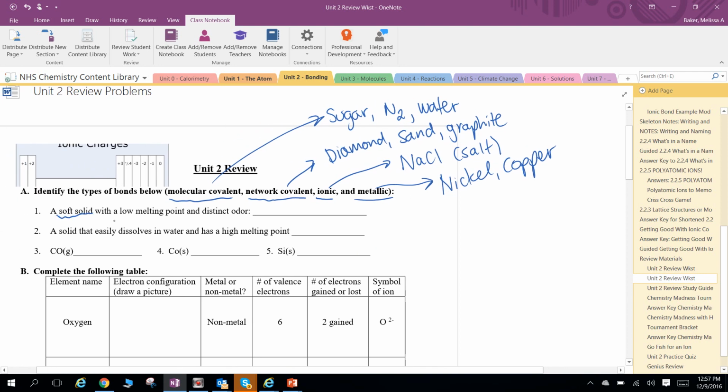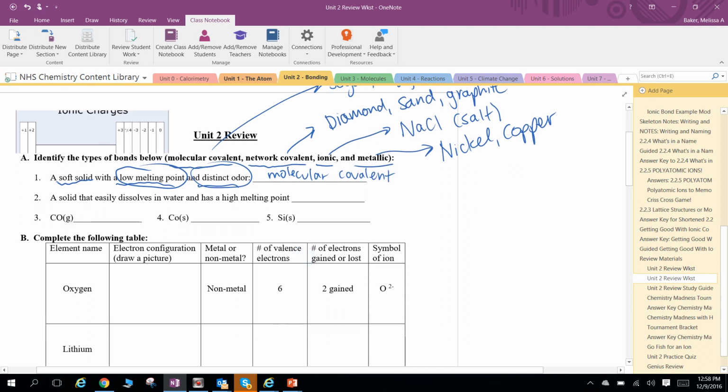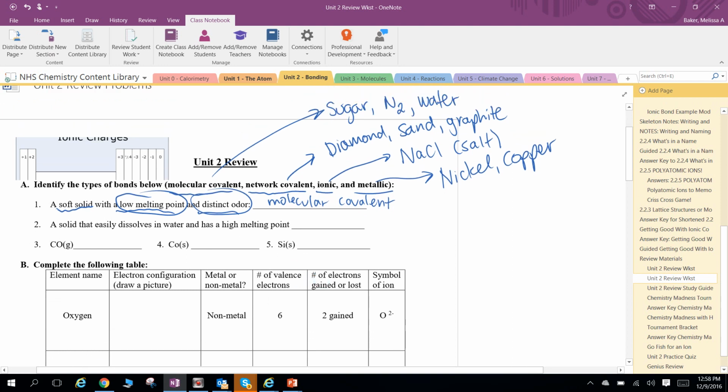So what kind of bonding would have a soft solid that has a low melting point and a distinct smell? Well, the only thing that we tested in the lab that really had a low melting point was sugar, and it definitely had a smell after it melted. So the type of bonding that fits best with these properties would be molecular covalent. A solid that dissolves easily in water and has a high melting point, that would have to be ionic. Salt dissolves in water and it's really hard to melt. It takes a high melting point in order to turn it into a liquid.